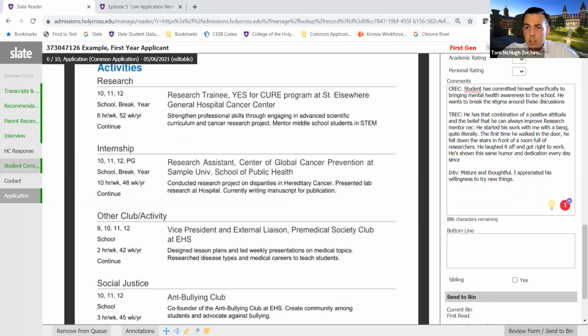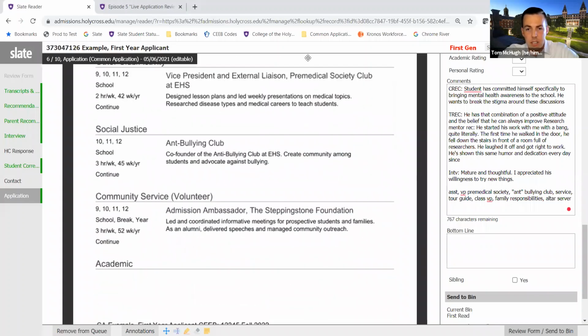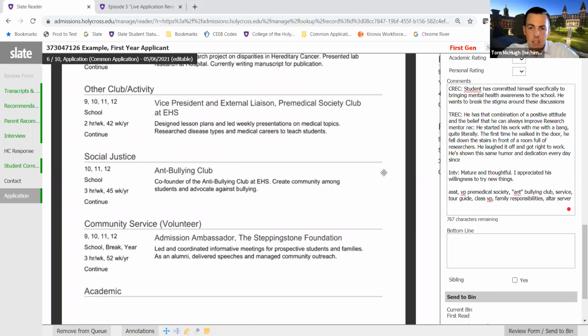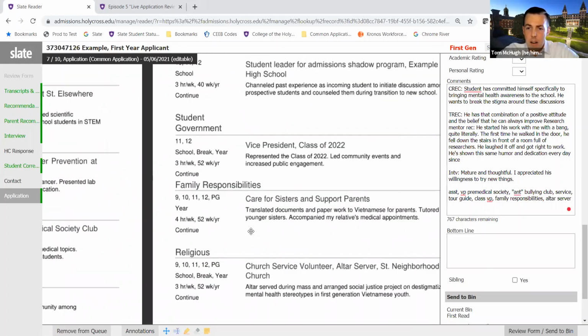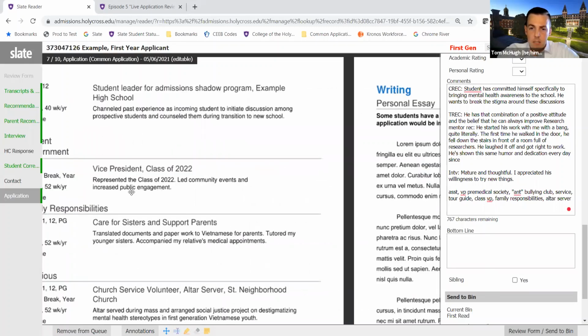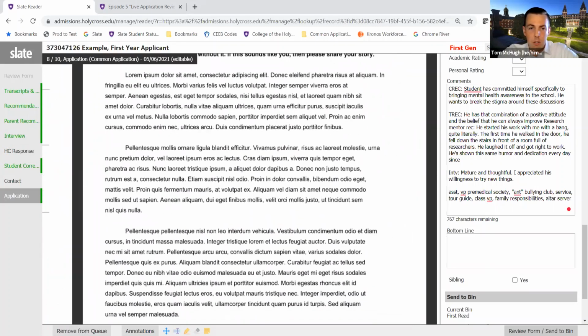And then we're getting into the extracurricular section. So students are able to let us know what kind of activity this is, how many years they've been involved, what the time commitment is, the title, the location, and a short description. So this is almost a resume in some ways, and you'll see that Lynn just posted in the comments box a quick summary of everything that's listed here. VP of the Pre-Medical Society, the student is part of what we think is the anti-bullying club. They happen to list the Anti-Bullying Club, different service opportunities, tour guide, family responsibilities.